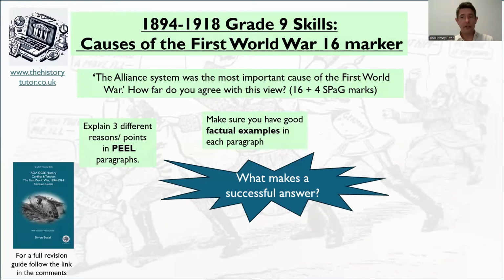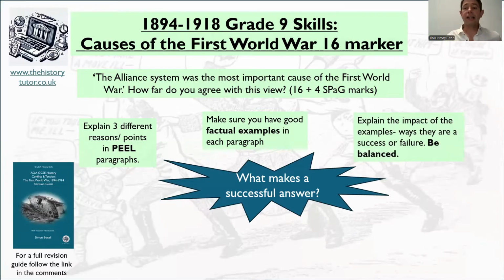You need to have some good factual knowledge. You're going to need to give some evidence in your appeal paragraph with some good knowledge. You'll need to obviously explain the impact of the examples you've given. How are they leading to war? You might need to think about ways they are causing war and ways they're not. So you might need to be a little bit balanced in your answer because you need to come to a judgment and a conclusion.